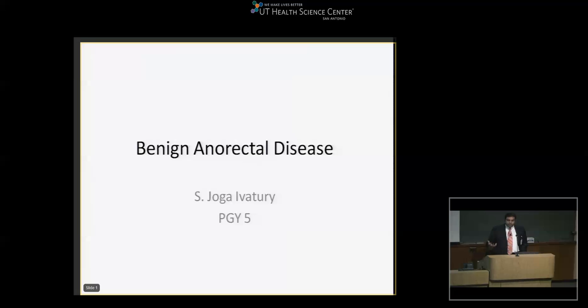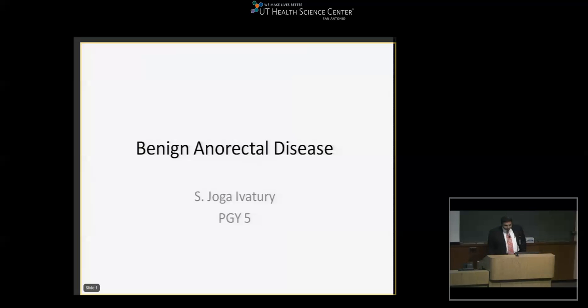Transsphincteric results from an ischioanal abscess and passes from the internal opening through the internal and external sphincters into the ischioanal fossa. Suprasphincteric results from a supralevator abscess, and the tract passes above the puborectalis after arising from an intersphincteric abscess, and an extrasphincteric fistula is one that passes through the levators.